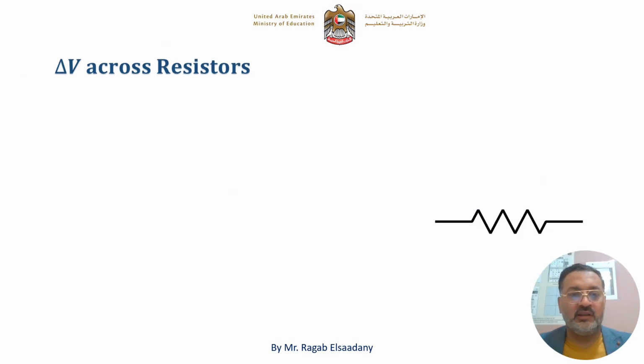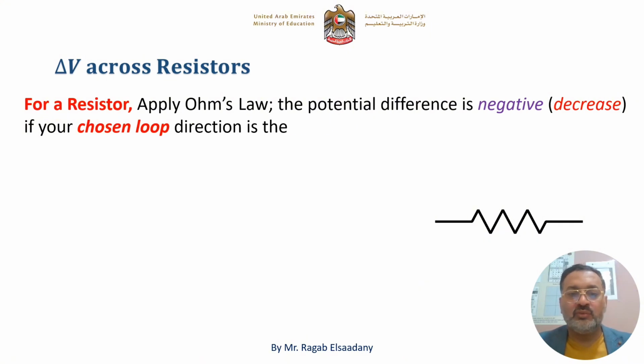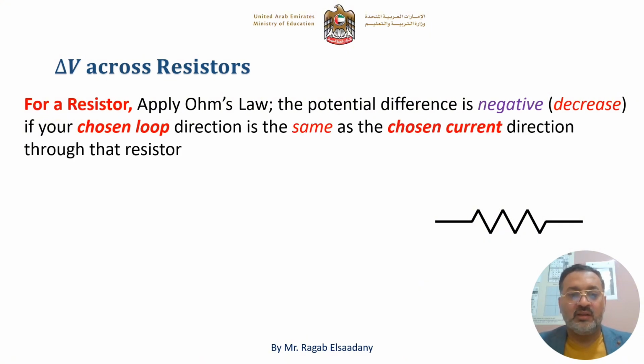On the other side, let's calculate delta V across a resistor. For a resistor, apply Ohm's law. The potential difference is negative, a decrease, if your chosen loop direction is the same as the chosen current direction through the resistor. We suppose that this side is the higher voltage and the other side is the lower voltage. So the current direction will be from the positive side to the negative side, so the current will be to the right.